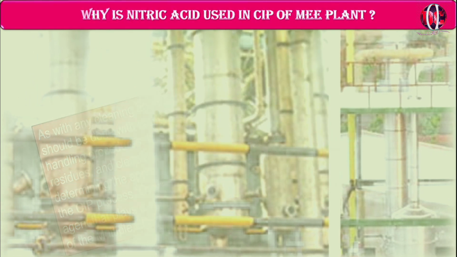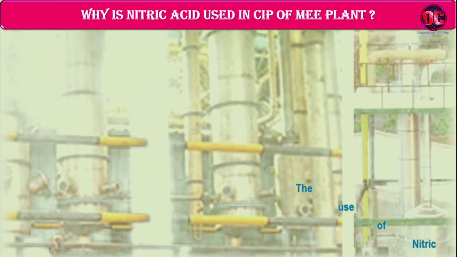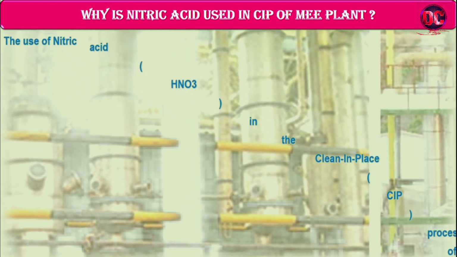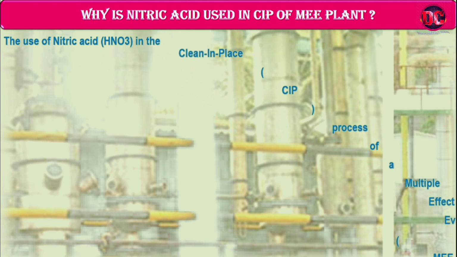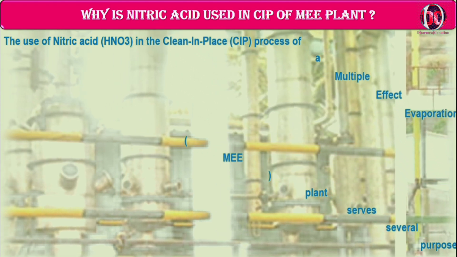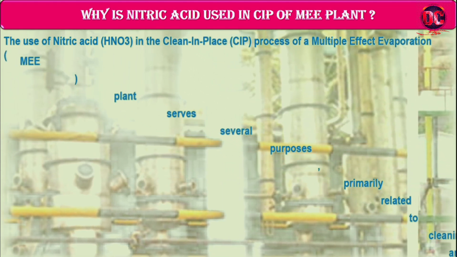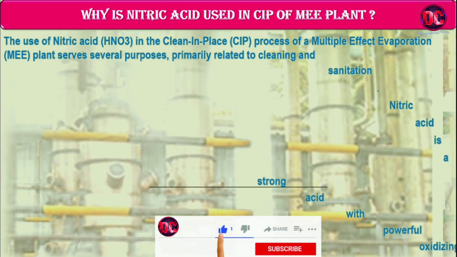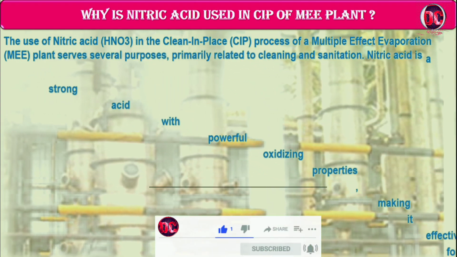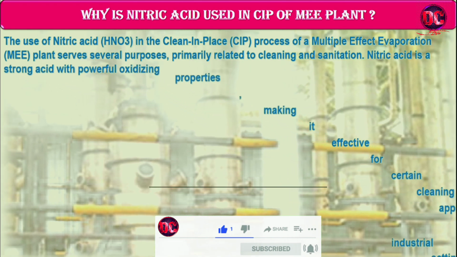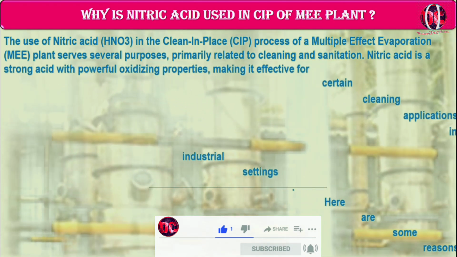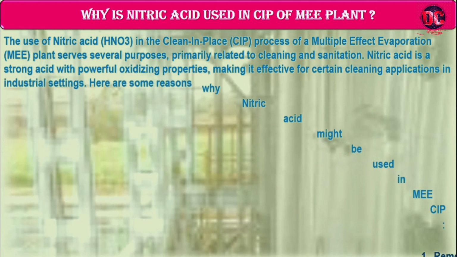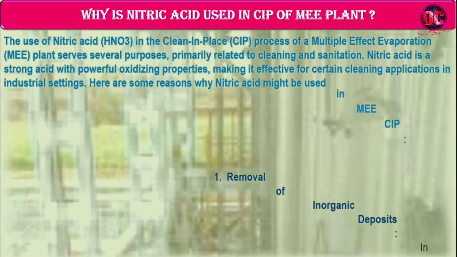Why is nitric acid used in CIP of MEE plant? The use of nitric acid, hydrogen nitrate, in the clean in place, CIP, process of a multiple effect evaporation, MEE, plant serves several purposes, primarily related to cleaning and sanitation. Nitric acid is a strong acid with powerful oxidizing properties, making it effective for certain cleaning applications in industrial settings. Here are some reasons why nitric acid might be used in MEE CIP.